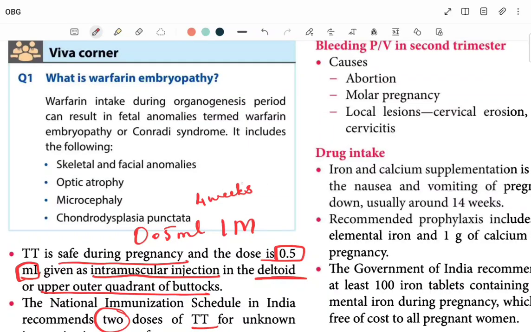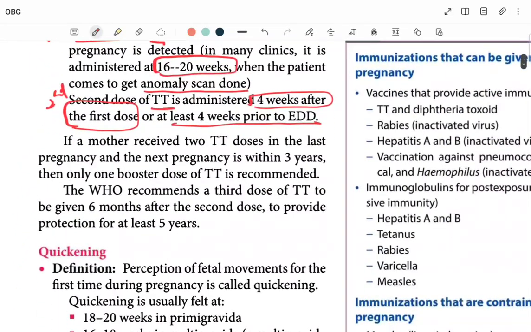4 weeks apart, the second dose is given. The second dose will be given. So as soon as the pregnancy is detected, you give the first TD dose. 4 weeks apart, you give the second TD dose.